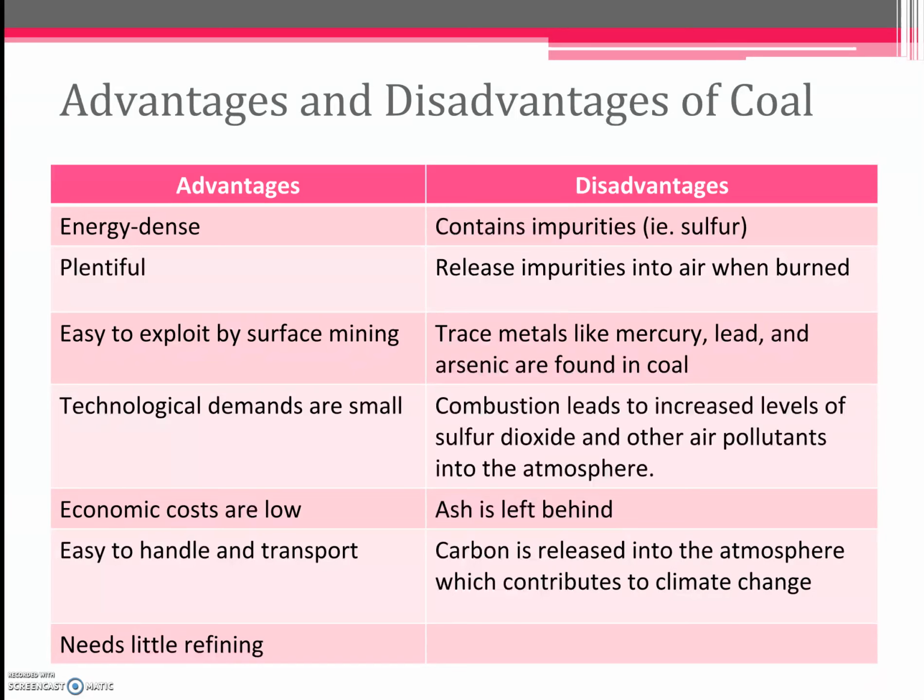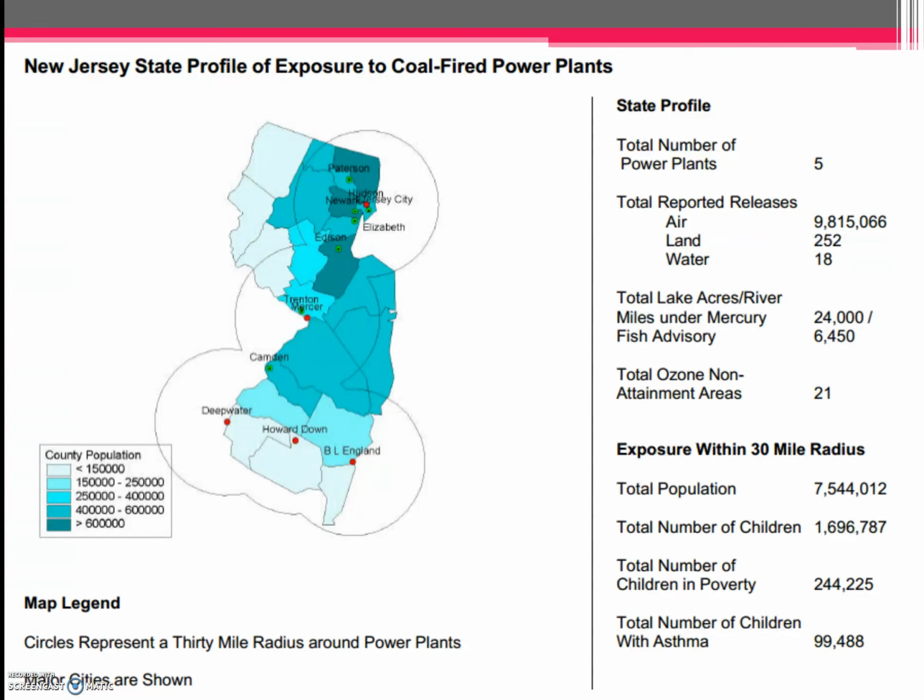This is the New Jersey profile of exposures to coal-fired power plants, and you can sort of see the population and what areas. You can see the red dots represent our power plants in a 30-mile radius. If you look at the northern part of Hunterdon County, we're not in that area, that exposure, that 30-mile radius.